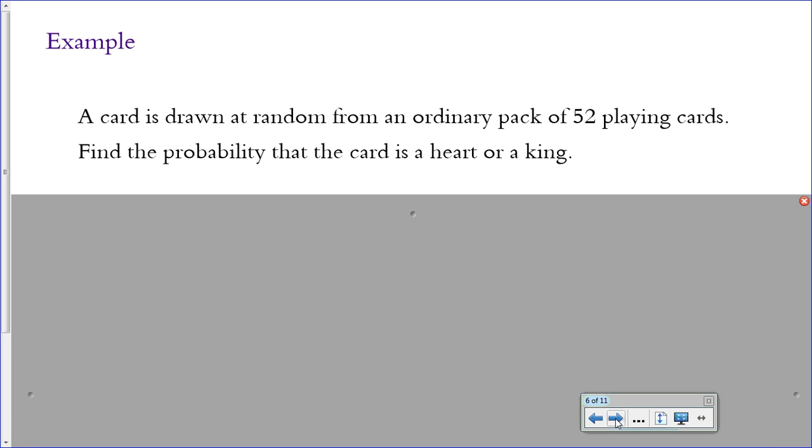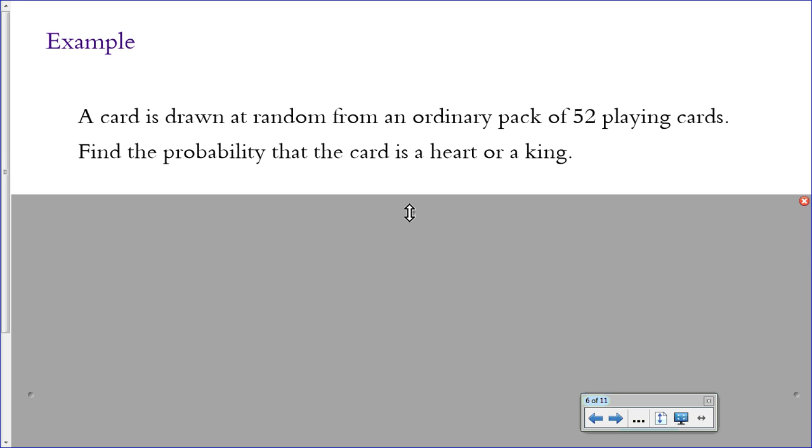So for example, we have a card that's drawn at random from an ordinary pack of 52 playing cards. You will have to know that there are 4 suits in a deck of cards: hearts, diamonds, clubs, and spades. And you'll have to know that there are the numbers ace, 2, 3, 4, 5, 6, 7, 8, 9, 10, jack, king, and queen.